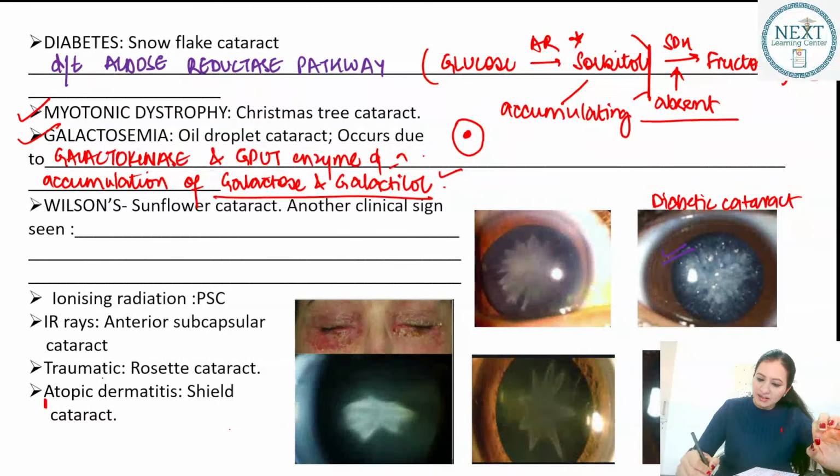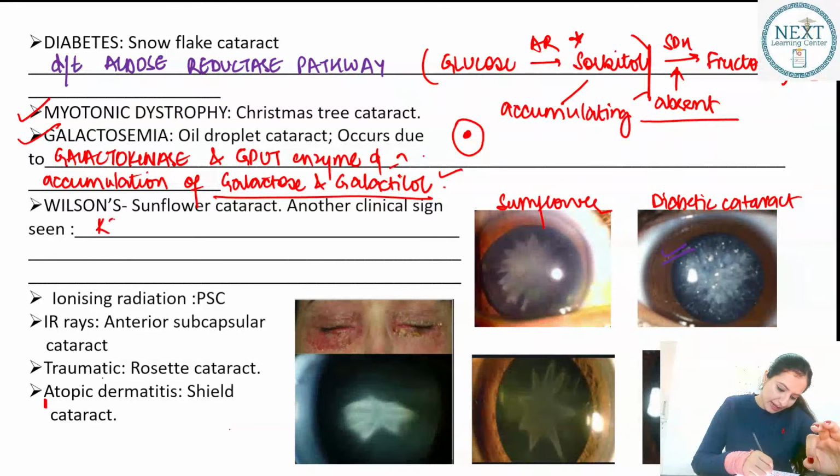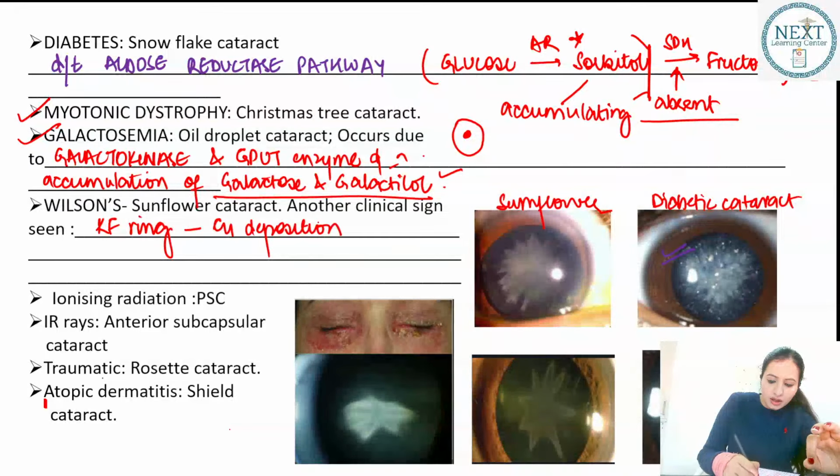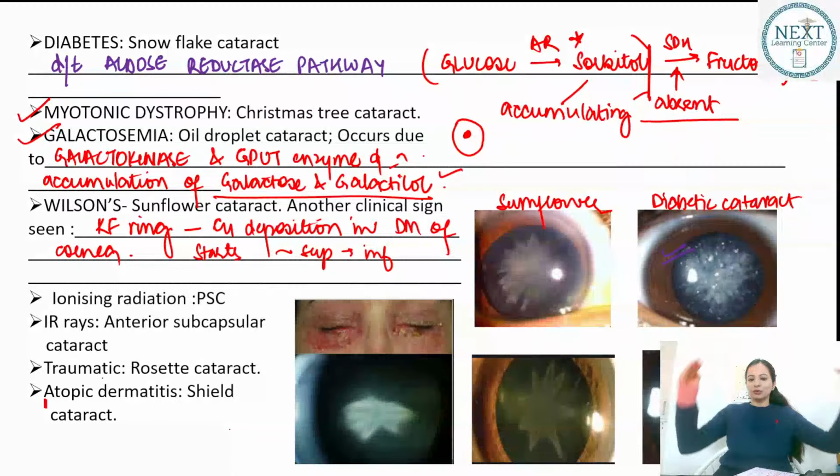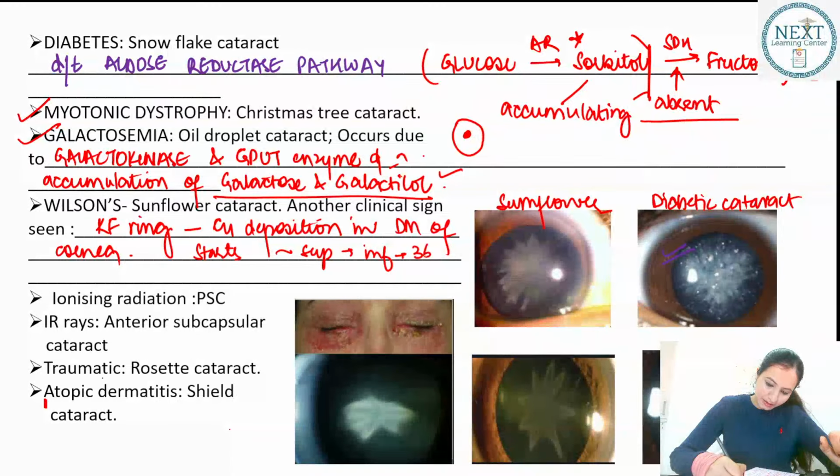Now is Wilson's cataract, sunflower cataract. This is your sunflower cataract. Apart from sunflower cataract, what is the other clinical sign seen? That is KF ring. What is KF ring? It is copper deposition in the Descemet's membrane of the cornea. How does it start? It starts superiorly, then inferiorly, and then it would cover 360 degrees.